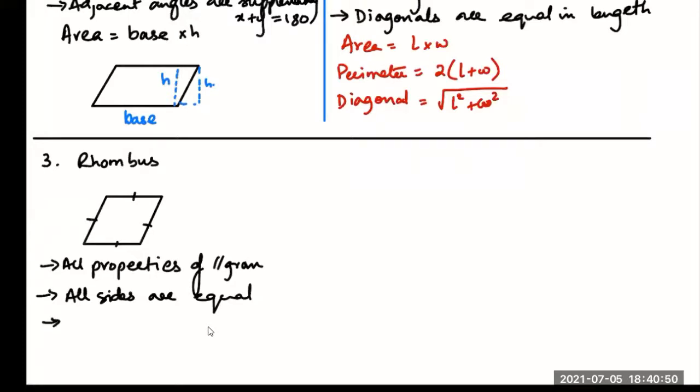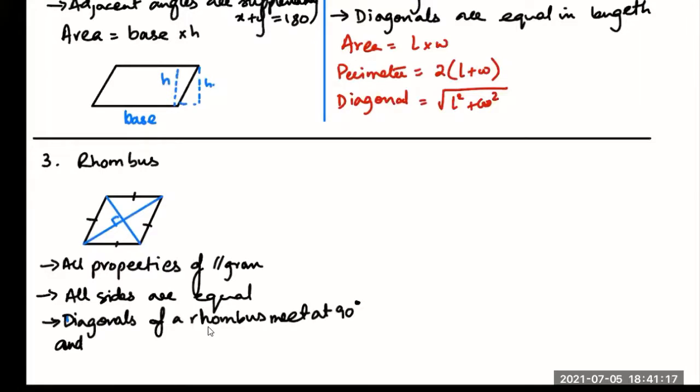And the diagonals of a rhombus meet at 90 degrees and cut each other in half, which means that they are perpendicular bisectors of each other.